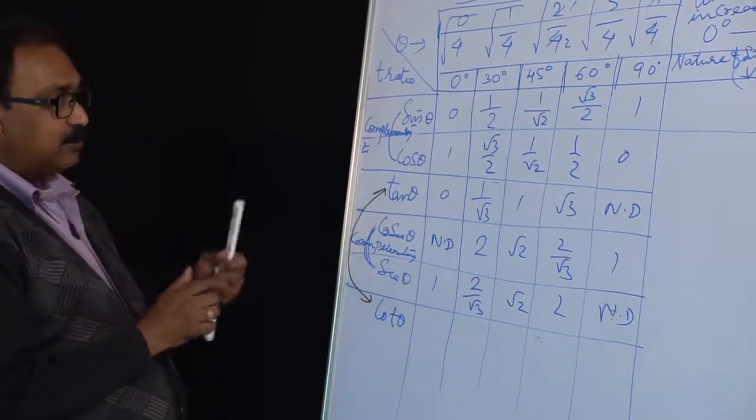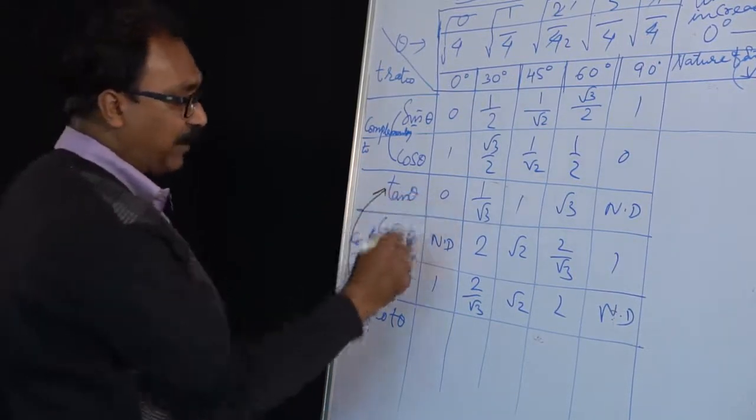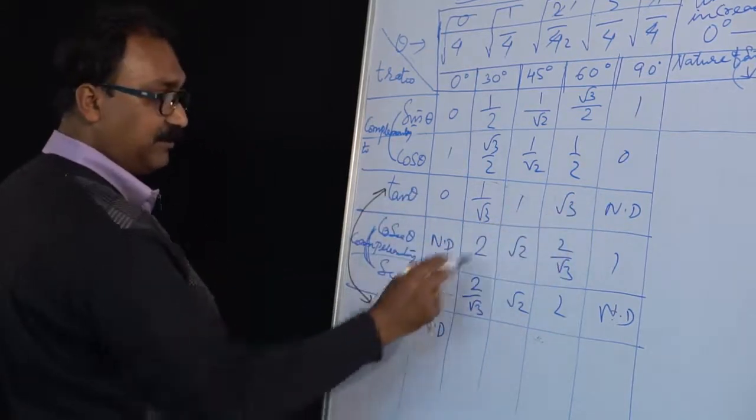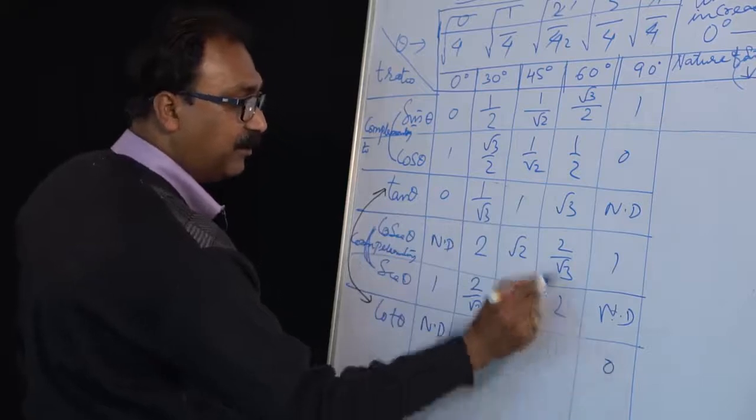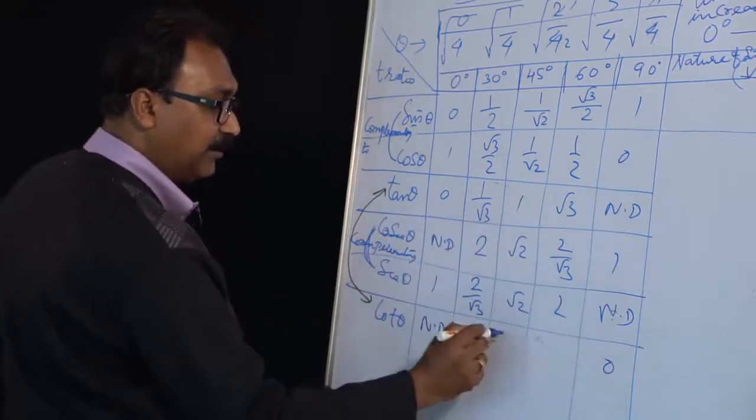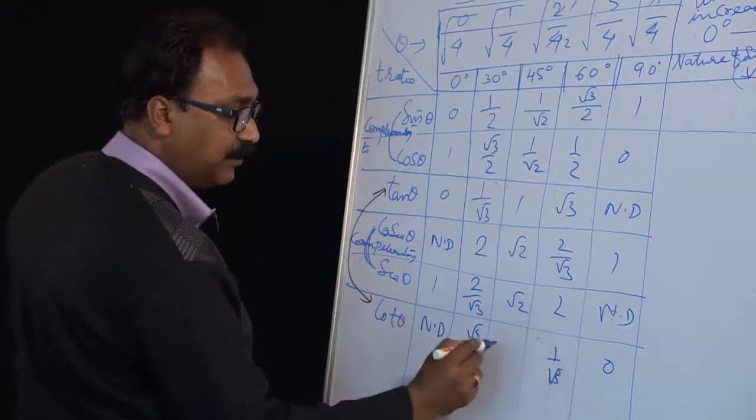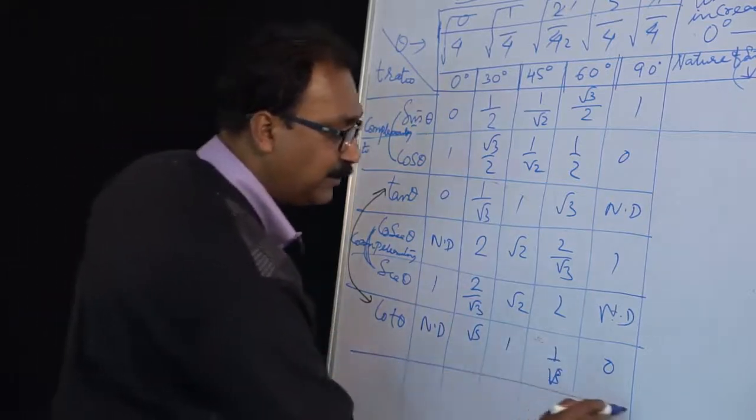Are you clear? So that means 0 by 1 means 1 by 0, not defined. See, they are exchanging. They are also complementary. Then it is root 3. There is 1 by root 3 and 1 by 1 is 1. So these are the values we can find.